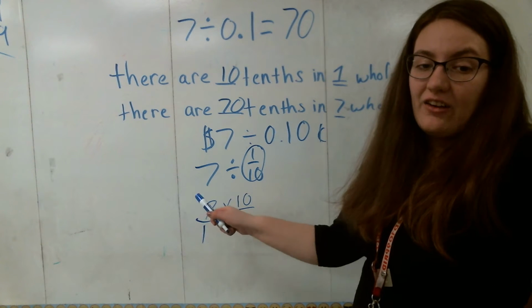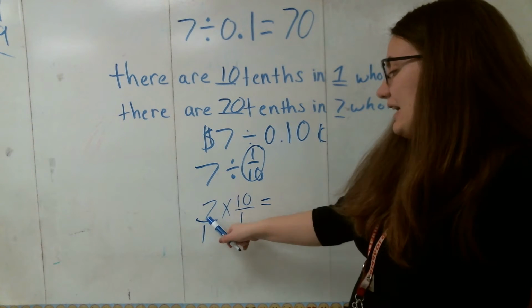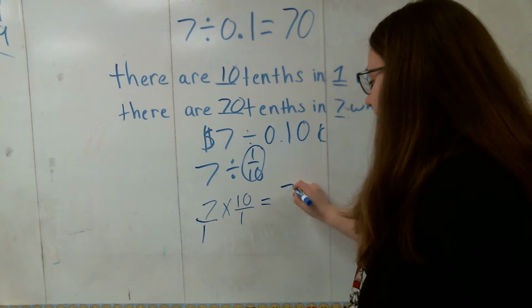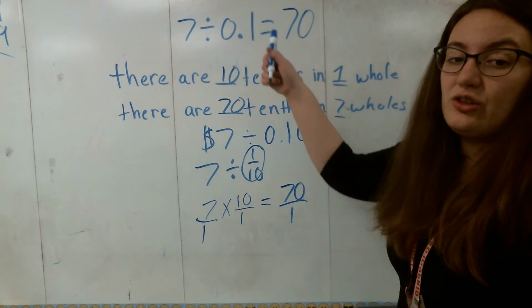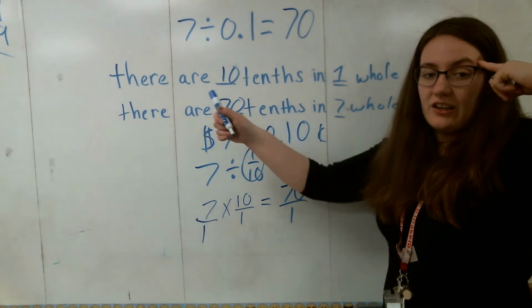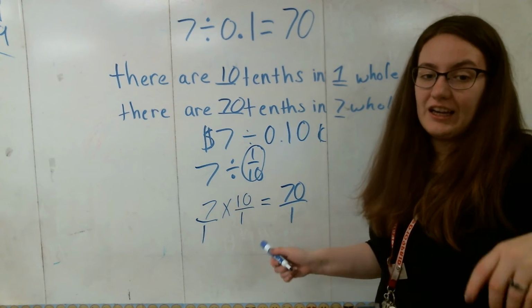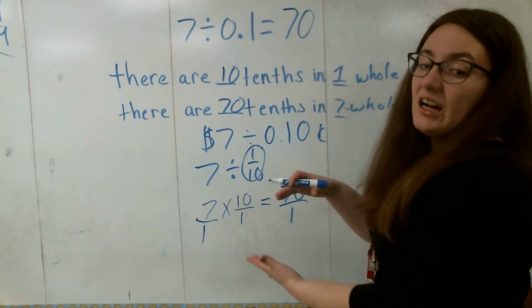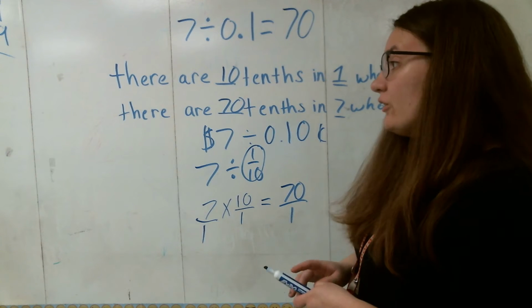So right now I have 7 wholes times 10 wholes, which will give me 7 times 10, which gives me 70 over 1, or just 70. So those are 2 different ways that you can get the answer. You can think of it in this unit form, you could think of it in money terms, and you could also think of it as just solving it as a division problem, knowing the ways that we have done it so far.